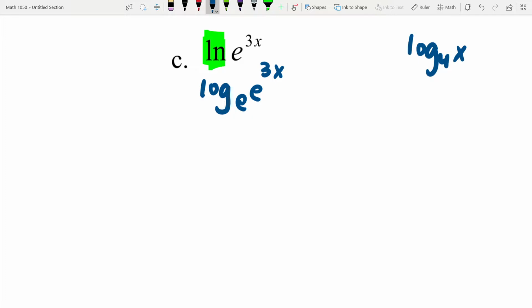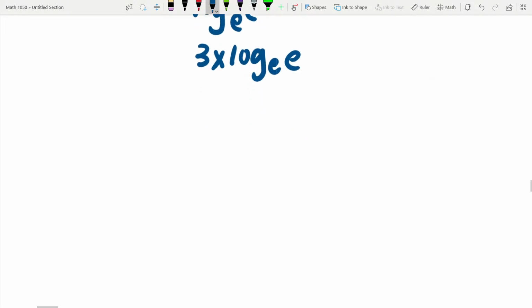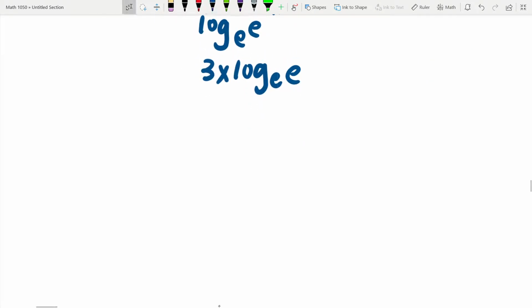Now hopefully you look at that and you're like, okay, I have an exponent, I got to pull it from the front. So everybody write 3x times log base e of e. What's log base e of e, everybody? 1, and 1 times 3x is 3x, and you're done. These are so quick and so easy as long as you know the rules. You just have to know all those rules.